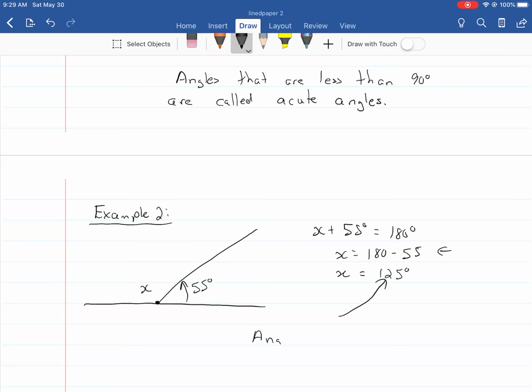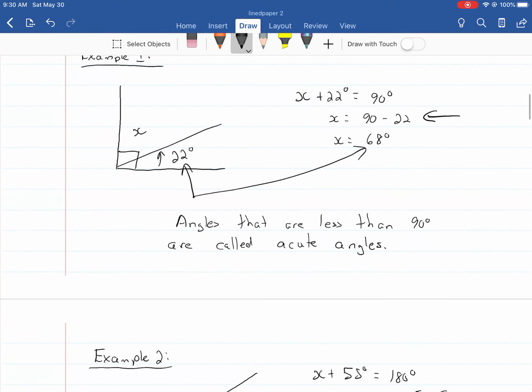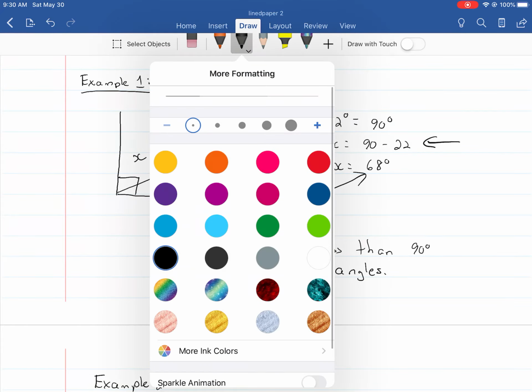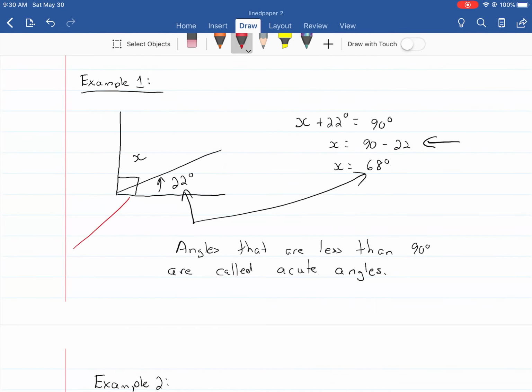And I want to mention about this one here. Angles between 90 and 180 are called obtuse angles, right? And two other words I want to mention here is right here, and I'm going to put this one in red just to show that I did it later.